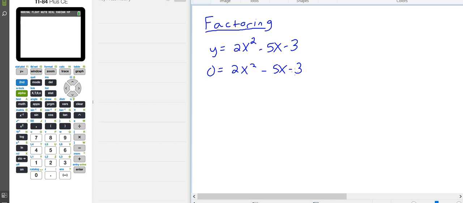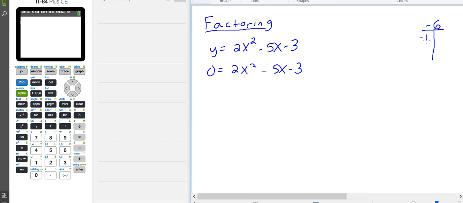So to solve this, we're going to use factoring. To factor the right-hand side of this equation, we're going to have to use factoring by grouping, because a, the coefficient of the x squared term, is greater than 1. So to do factoring by grouping, we're going to multiply the A term by the C term. We're going to multiply 2 by -3, and that's -6. And then we need to find factors of -6 that add up to -5.